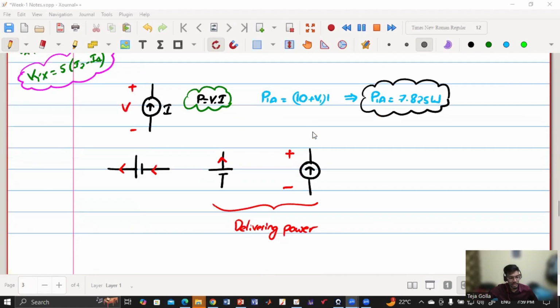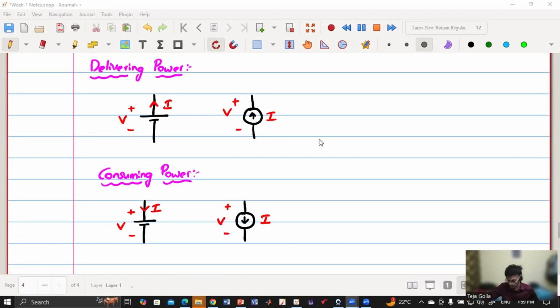See, there are two things. I am asking, either this or this. In both the cases, I have just inverted it. So these two are consuming power, the bottom two. This is delivering power. So I will only consider the current source. And you tell me whether this is the case or this is the case here.